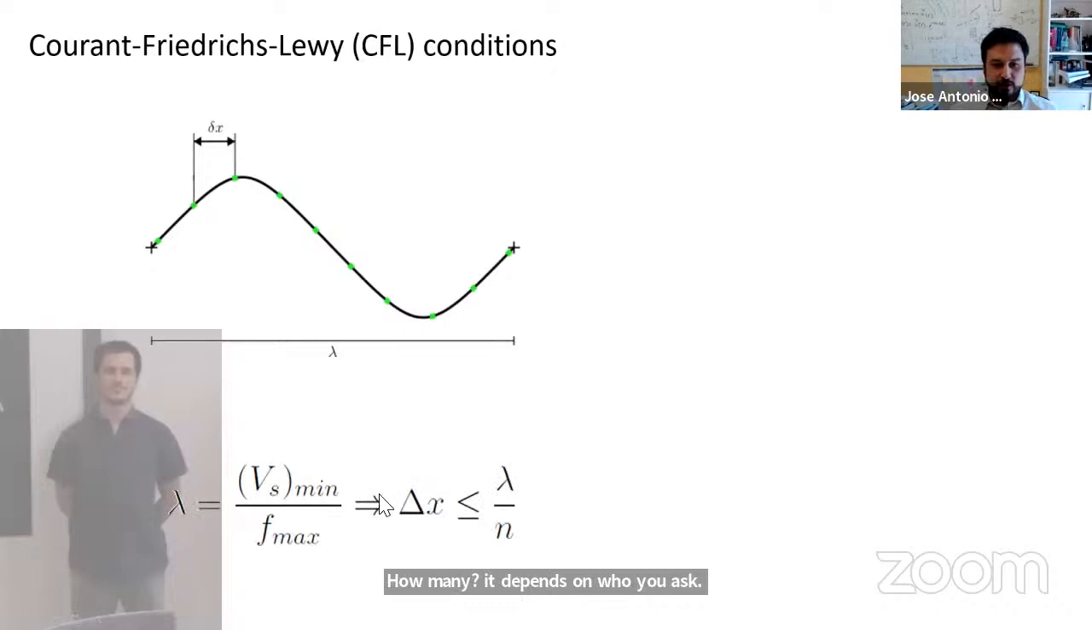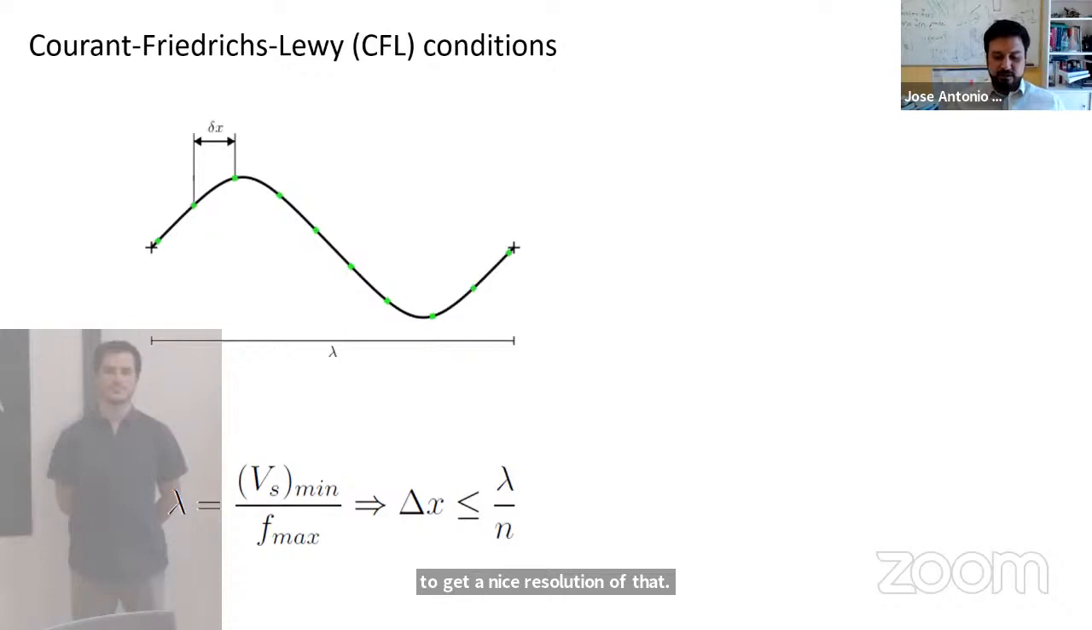So you want your delta, your smallest wavelength, which is going to be your minimum shear wave velocity in your domain, divided by the maximum frequency you want to propagate. So that gives you the wavelength. And then you want to have n points in there. A typical rule of thumb for that is n equals 10. I like 20, basically. I tend to use 20 points per wave so that the wave shapes can be resolved nicely by the finite element mesh.